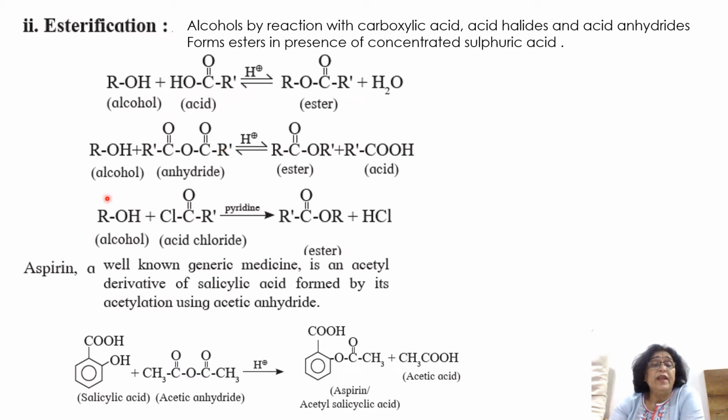So when alcohol reacts with acid chloride, if the reaction is done in the presence of pyridine, then it is not reversible, but it shows the forward reaction. That means more ester can be generated by this reaction along with HCl. So ester plus HCl is formed. This HCl combines with pyridine to form pyridinium hydrochloride. Therefore, the forward reaction is favored and more yield of ester is obtained by this reaction.